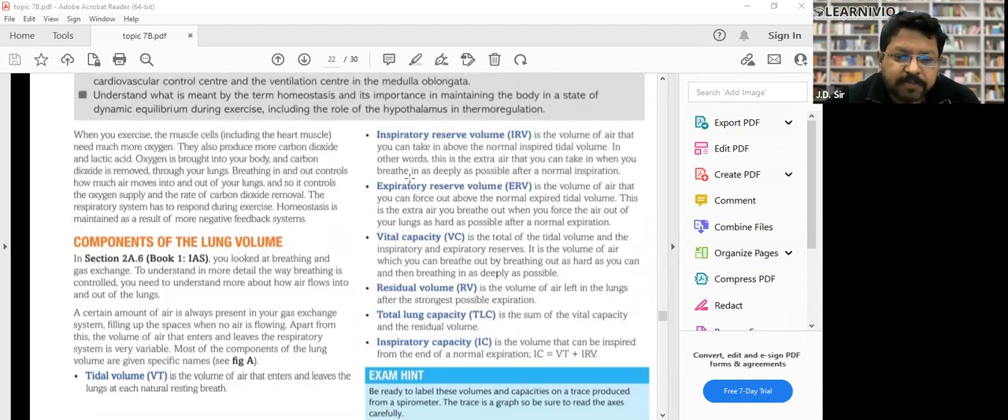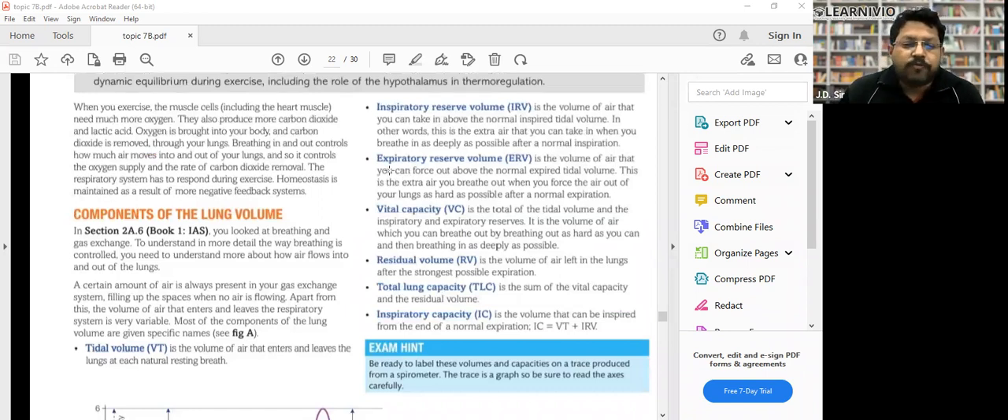Now, inspiratory reserve volume is the volume of air that you can take in above the normal inspiratory volume, the tidal volume. In other words, look, inspiratory reserve volume, IRV. Now, I am just taking 500 ml. What am I doing now? I am breathing more air. Whatever I have taken extra, other than the 500 ml, that is called IRV. Got it?